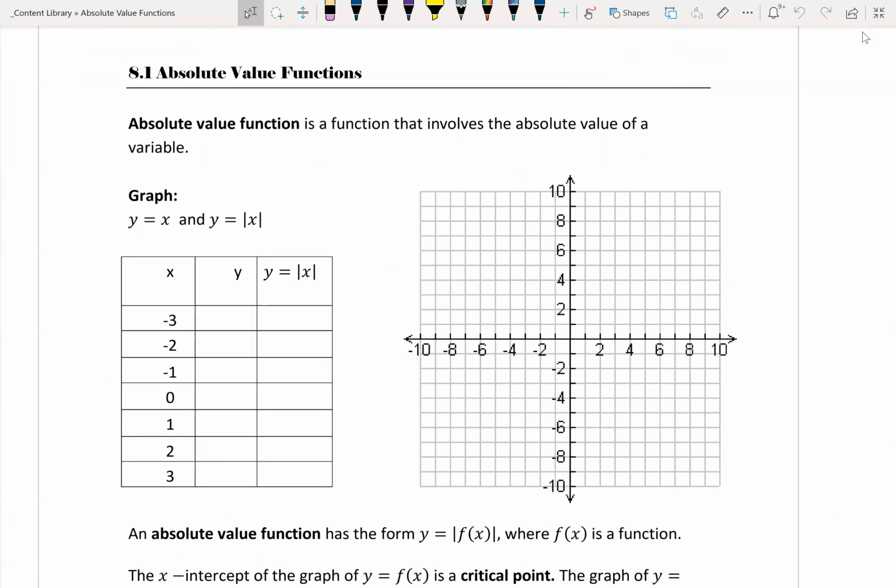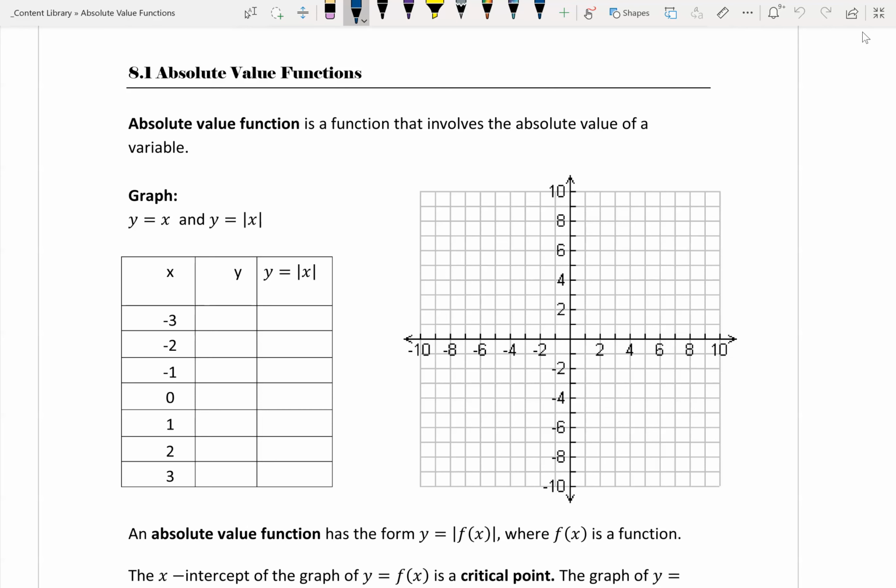Welcome to the absolute value function video. In the last video, we looked at the definition of absolute values. Now we're going to focus on absolute value functions, and this is a function that involves the absolute value of a variable. So let's compare between y equals x and y equals the absolute value of x.